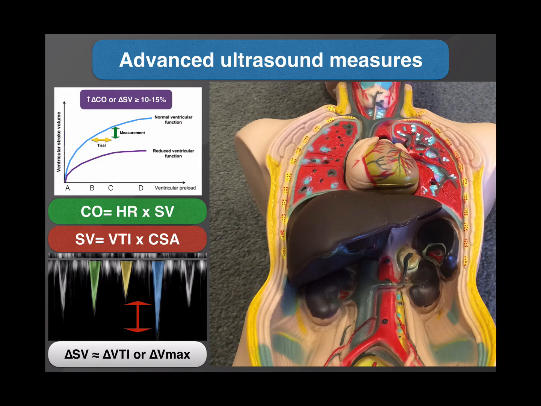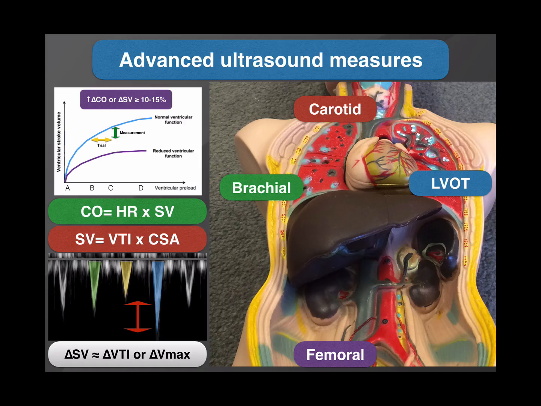So in effect, the delta VTI or Vmax, which is the maximal velocity of the peak, approximates the change in stroke volume or cardiac output. And we can do this as the blood exits the heart in the LVOT. We can do this in the carotid artery, in the brachial artery, or the femoral artery.